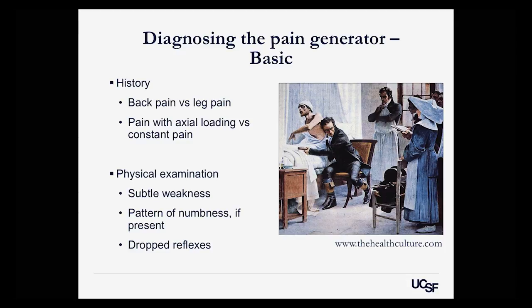On physical examination, maybe I can detect some subtle weakness that the patient themselves may not even notice. Or if they have a pattern of numbness, does that follow a particular nerve root pattern? And when testing their reflexes, potentially they have a dropped reflex, which will help guide exactly what level is causing their problem.